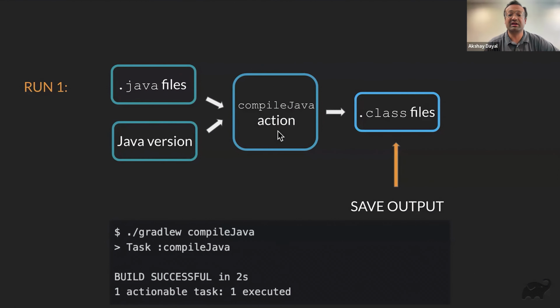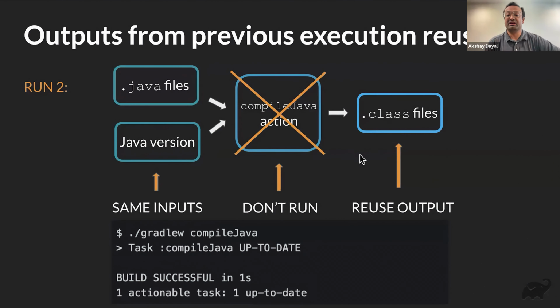So we do a build, the compile Java action runs, it looks at the source files and all the compiler options and so forth, it produces bytecode. We run the build again, the compile Java task is about to run again, and it realizes that, hey, I already have the bytecode from the last time I ran. Let me look at my inputs. They haven't changed. So I can reuse the bytecode that I have.